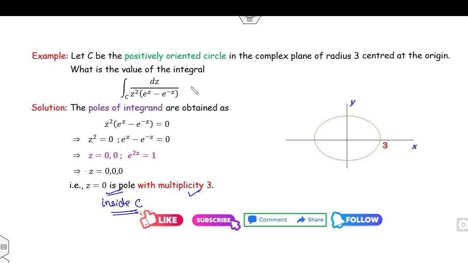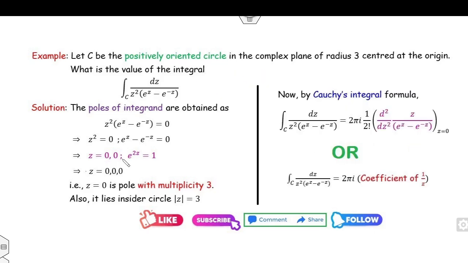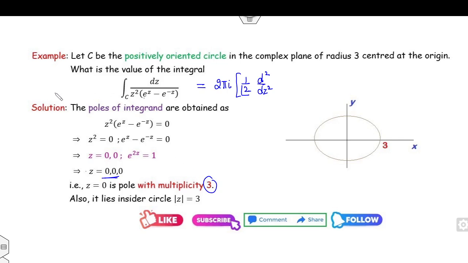So your poles are 0 with multiplicity 3 and it lies inside the circle. If it lies outside, then the answer will be 0. But in this case it lies inside. Then your target is to find the integration, which will be 2 pi iota times, for multiplicity 3, 1 over 2 factorial, the second derivative of the remaining part. Because multiplicity is 3, I can write firstly this as z cube times z, e raised to power z minus.